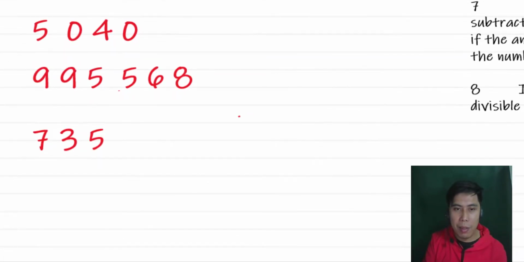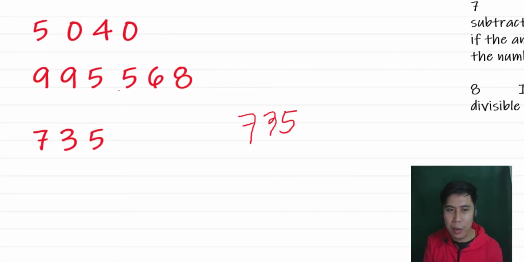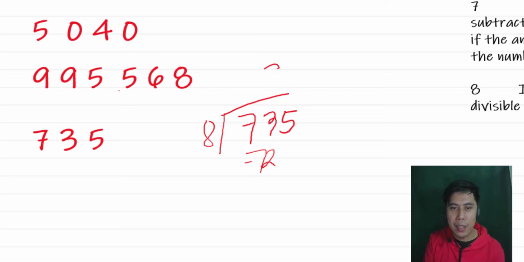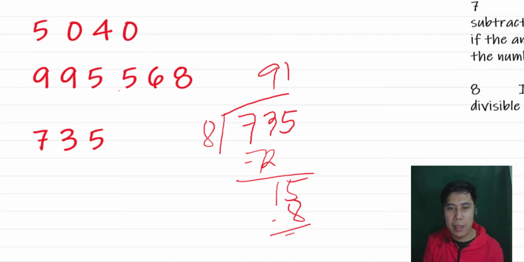How about 735? Though we already know that all the numbers that are divisible by 8 should be even, so we can right away say that 735 is not divisible by 8. But for the benefit of the others, let's still do the computation. We get 72, and that is 9. We get 15, and we can only get 1. And there is a remainder of 7. So if there is always a remainder after we do the little computation, then we cannot say that the number is actually divisible by 8.